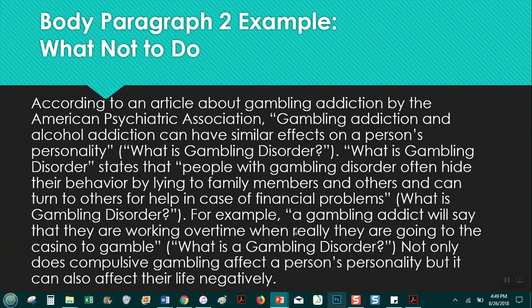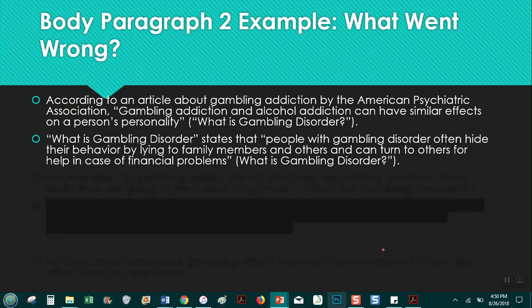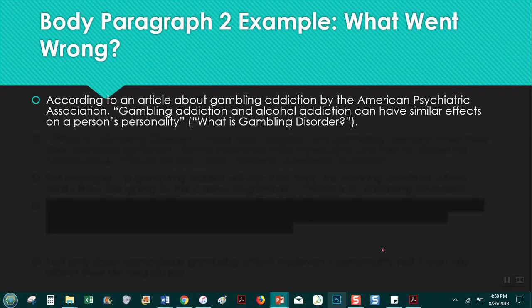So here's what not to do. This is from the essay we were looking at earlier about gambling addiction. According to an article about gambling addiction by the APA, gambling addiction and alcohol addiction have similar effects on a person's personality. What is Gambling Disorder states that people with gambling disorder often hide their behavior by lying to family members, etc. So I don't want to read the whole thing because I want to break it down. What went wrong here? Well, this actually isn't a bad way to start, except that the citation's wrong.